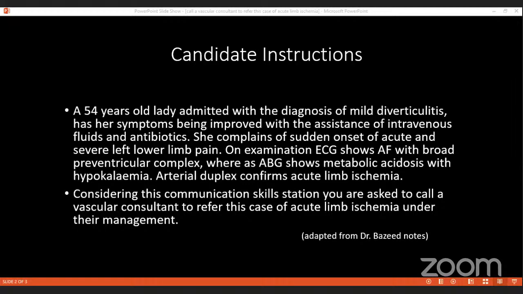Okay, I was asking you, considering this scenario, what are the possible differential diagnoses that one can think of in this patient? Can anyone tell? The network is bad. Bad at my end as well.